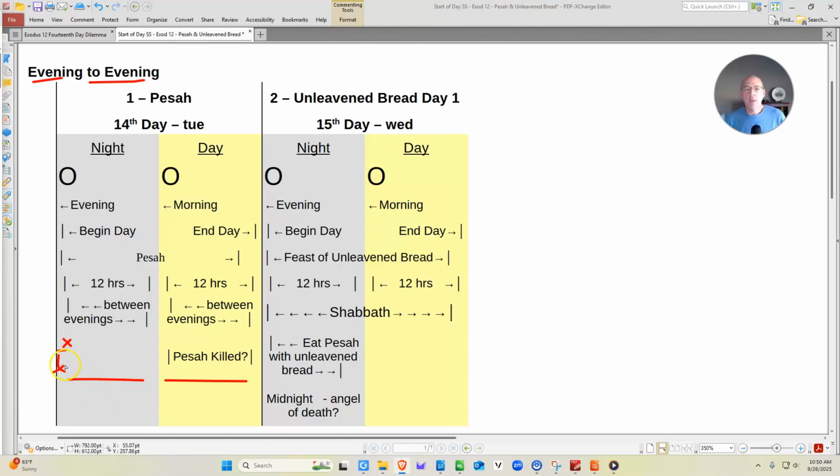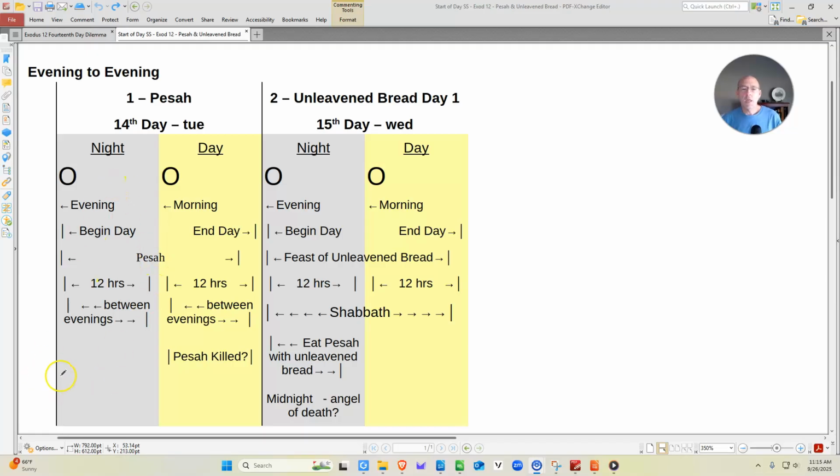Well, think about that. If the command is to keep the Passover lamb until the 14th and you kill it at evening, which would be the first thing, and then you are told to eat it that night, you're being told to eat it first thing. So we would be doing all of this at the very first part of day 14. So let's recap here.